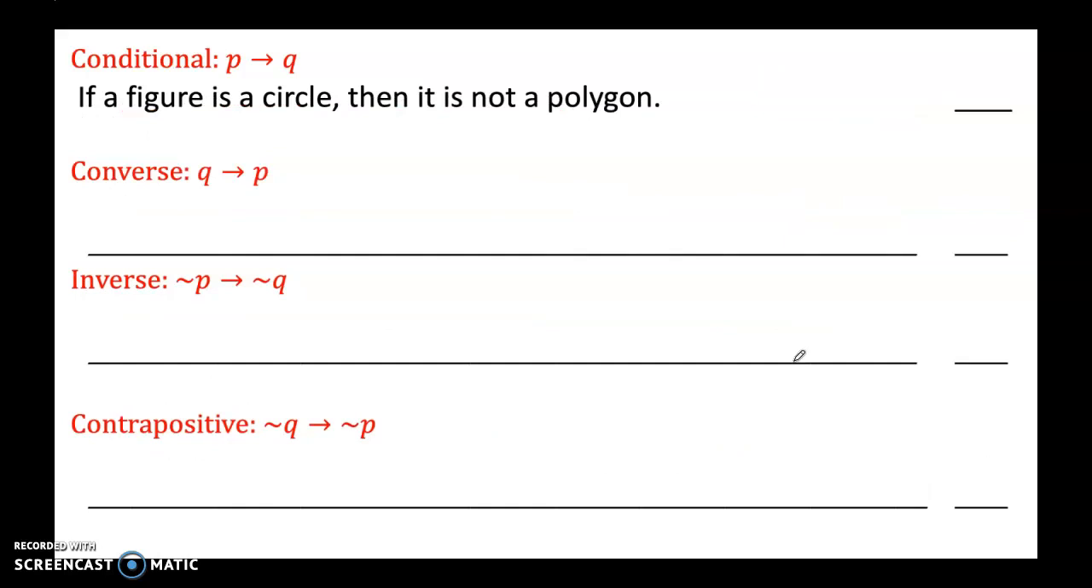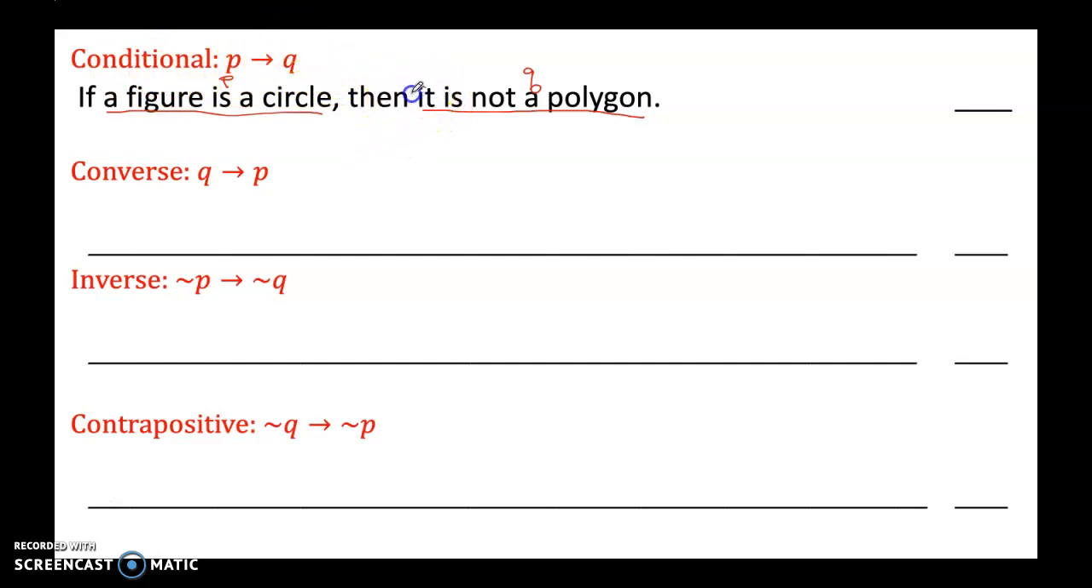Let's have the converse, inverse, and contrapositive. Conditional statement: if a figure is a circle, then it is not a polygon. So let's identify first the if statement. A figure is a circle, that is our P statement. It is not a polygon, that is our Q statement. Even though it does not have the word "not" as a separate part, it is also a Q statement because our symbol for conditional is P then Q.